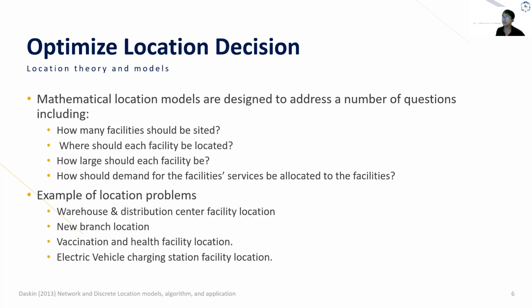Here are several examples of location related problems. The one that I just mentioned, how to decide where you need to put your warehouse or distribution center. Or another similar one, but with a slightly different objective and characteristic, like how do you open a new branch, where you should open the new branch. It will depend on the demand for your product and so on.